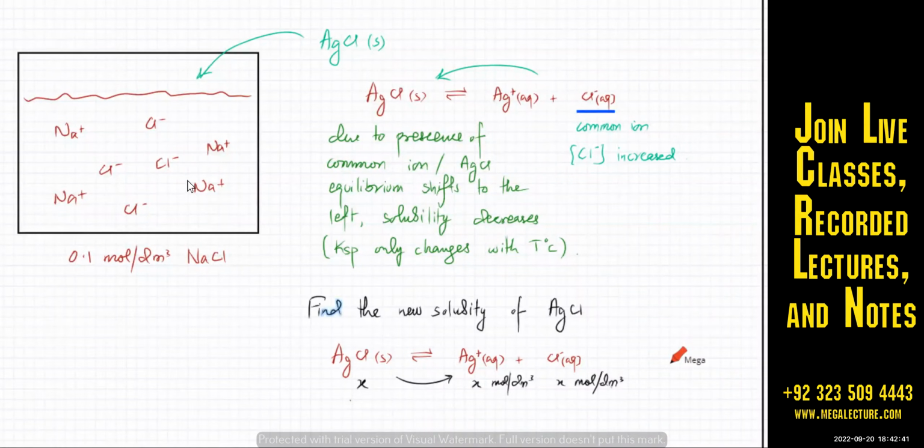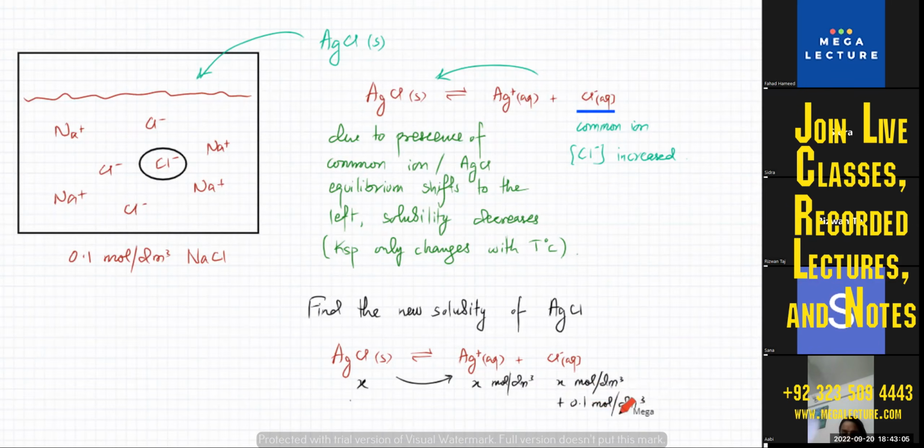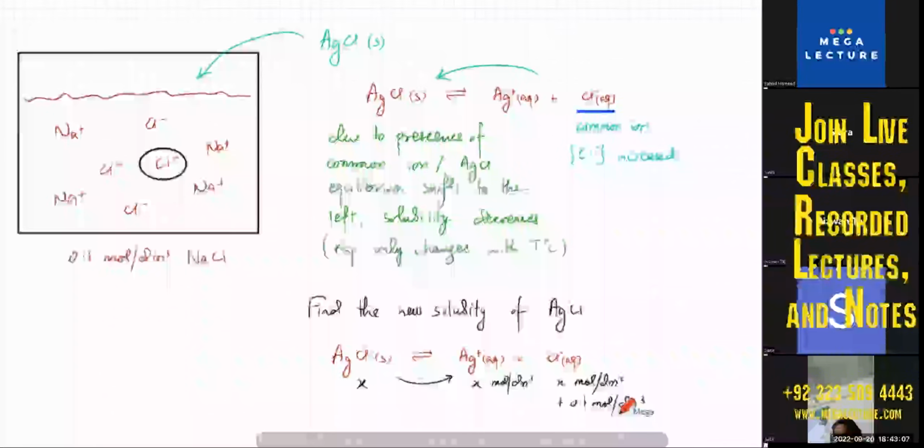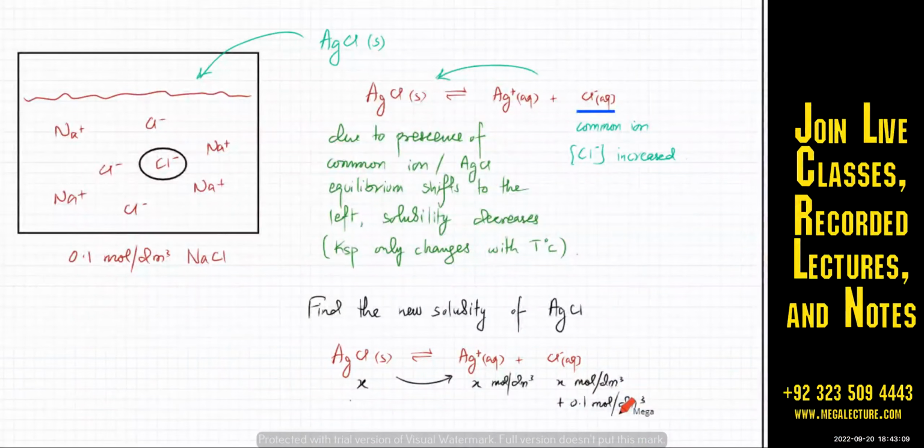अच्छा, लेकिन Cl ions पहले से यहाँ पे NaCl is already mixed. So the Cl ions over here, they're already present in the solution. And what is the concentration of Cl ions? That's 0.1 mole per dm cube. तो यहाँ पे क्या होगा? That's going to be X plus 0.1 mole per dm cube, right? और ये वाला जो होगा, that's your NaCl.